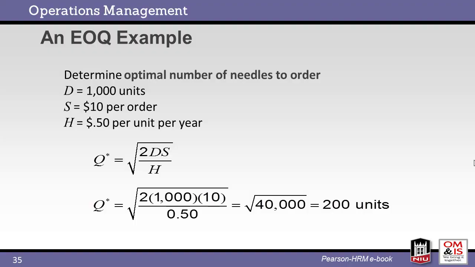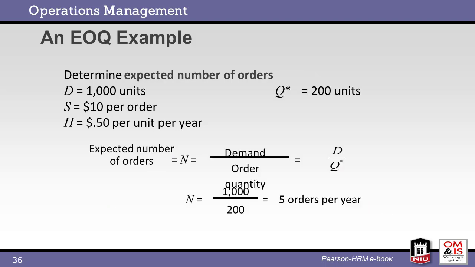For this example, we substitute the values into the equation and find an economic order quantity of 200 units. This will be the quantity ordered each time. Note that the demand and holding cost are annualized. Based on the previous calculation and the resulting economic order quantity of 200 units, we want to determine how many orders will be placed annually. This equation is the number of orders N equals the annual demand D divided by the economic order quantity Q star. Substituting the known values, we determine that 5 orders will be placed each year.